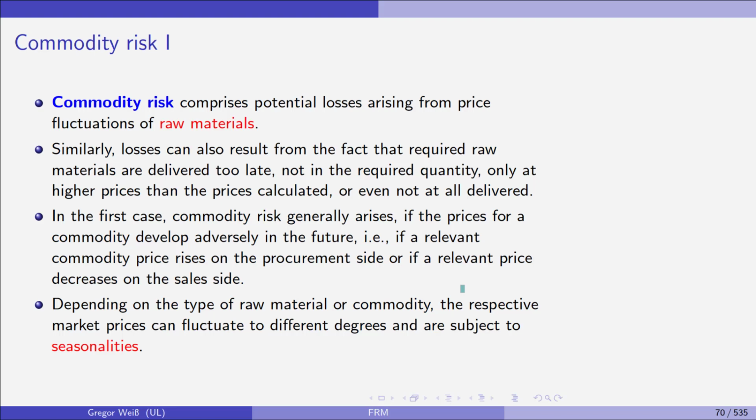So in the first case, commodity risk generally arises if the prices develop adversely. So if you own or have bought a commodity and the price goes down, you will have a financial loss, and vice versa. And depending on the type of raw material or commodity, the respective market prices can fluctuate to a different degree, and they are also sometimes subject to seasonalities.